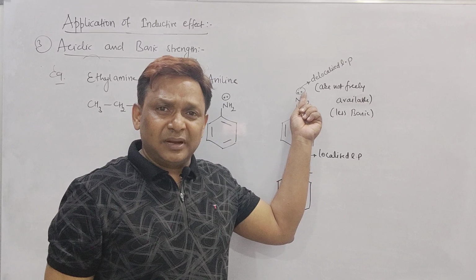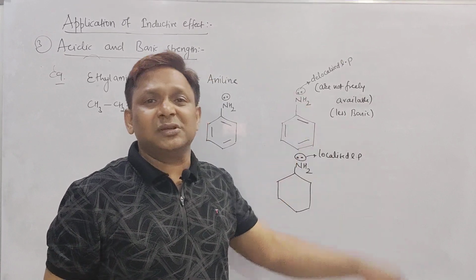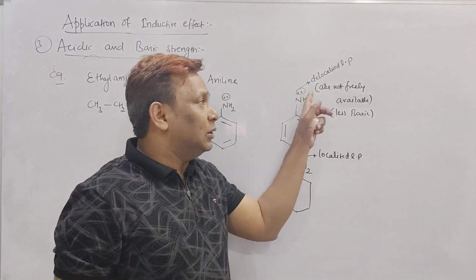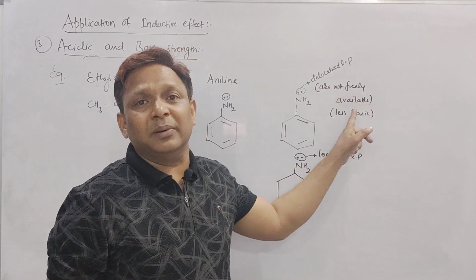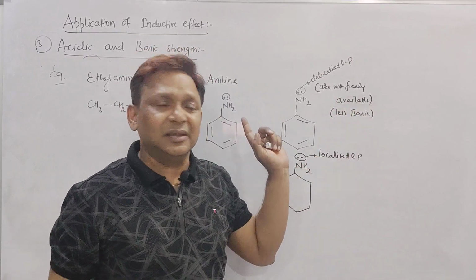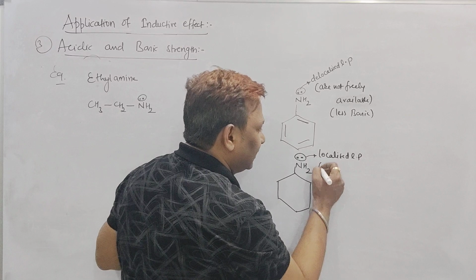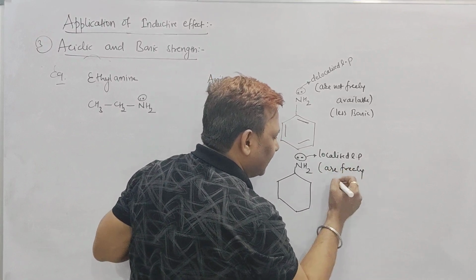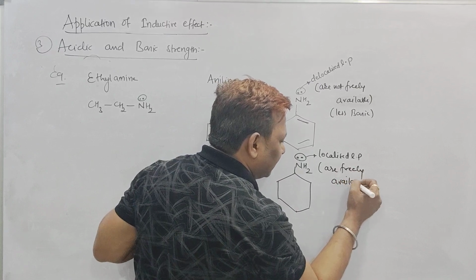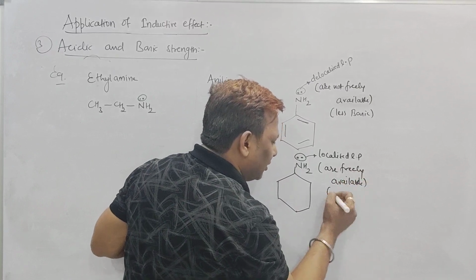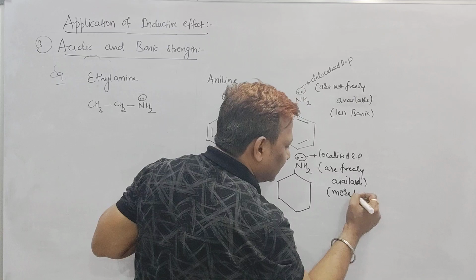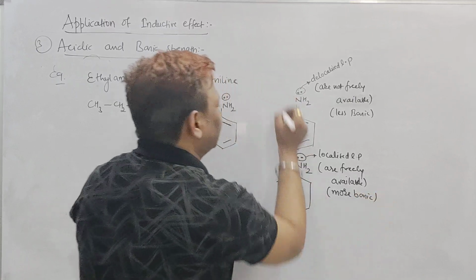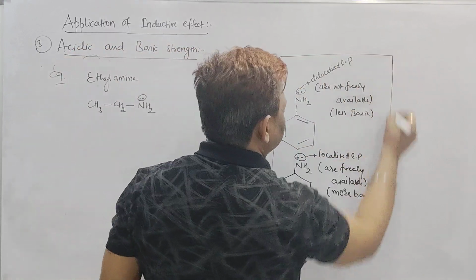What is a delocalized one, beta? A lone pair which is in conjugation is called delocalized. And delocalized lone pairs are not freely available, hence they are less basic in nature. And localized lone pairs are freely available, but as they are freely available, they are more basic in nature. So this is the concept of more basic and less basic.